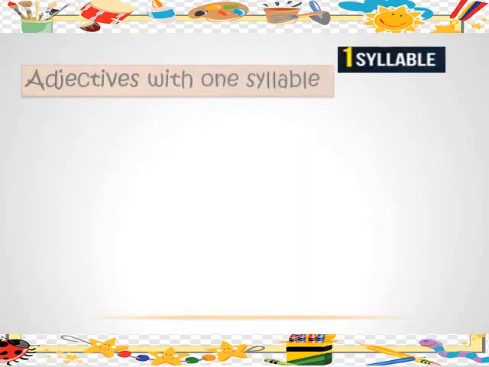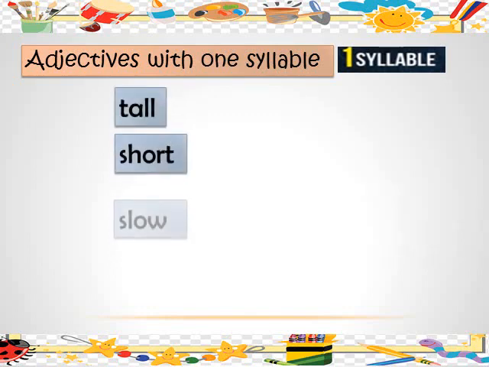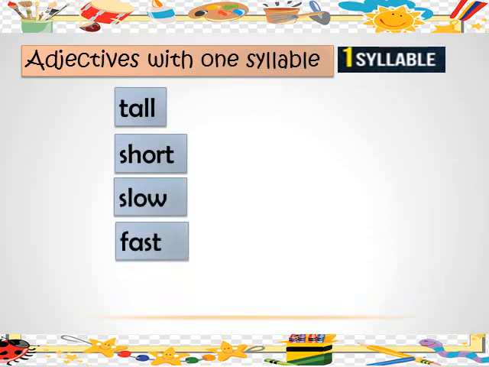One syllable. Adjectives with one syllable. I'm going to use these adjectives to make the superlative form. I used these adjectives before to form the comparatives. They are tall, short, slow, and fast. First of all, I have to use the word "the" before these adjectives. The word "the" is very important because it tells me about the superlative form.